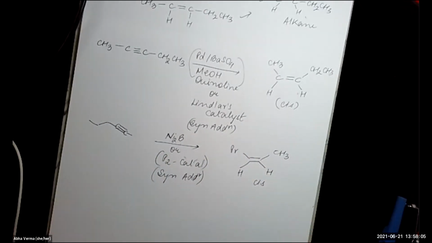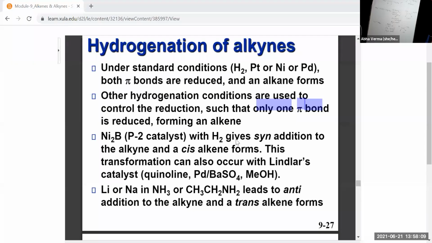Okay. Any questions? Okay. So this is what your cis alkene forming reagents are. What if you need to get an anti addition?